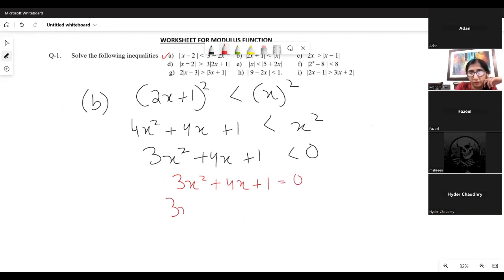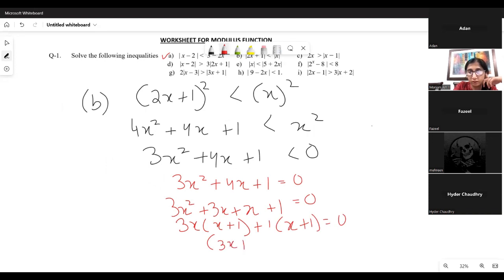So we have 3x squared plus 3x plus x plus 1 equals to 0. 3x is common, x plus 1 is common, so 3x plus 1, x plus 1 equals 0. So the critical values are x equals minus 1 over 3 and x equals minus 1.